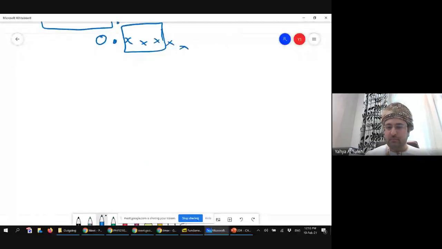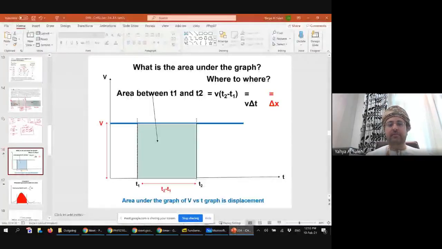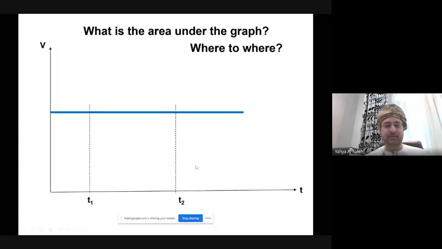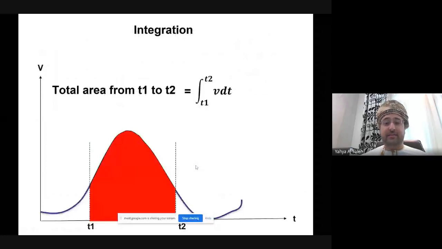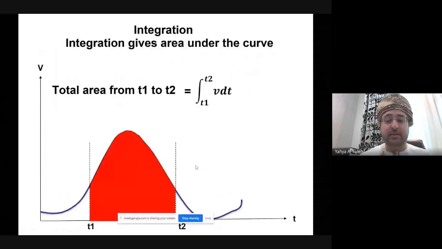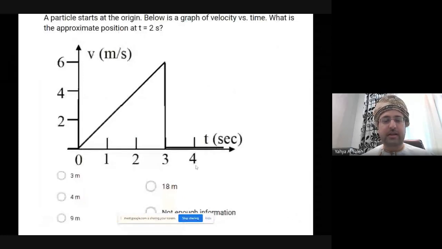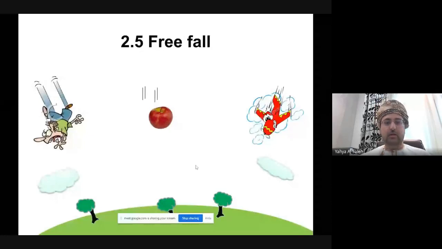Okay. So area under graph is the distance. We already did this. So the area, the integration gives us the area under the curve. This we also did. Let us skip this and let us talk a little bit about freefall.